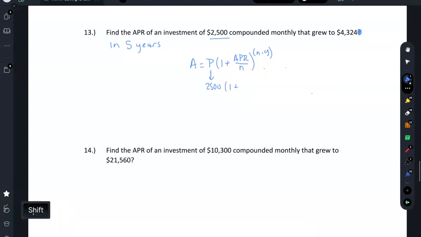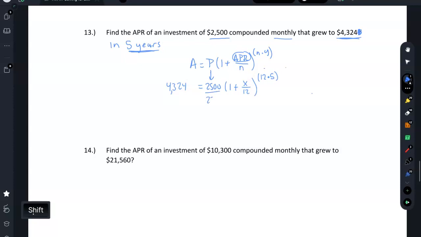And then I have 1 plus my APR is what I'm looking for, so I'm going to call that my X. I know it's compounded monthly, so I know my N was 12. I added this part to my question, so 12 times 5. And that is equal to, I want it to grow to 4,324. So almost the exact same setup as the last one.